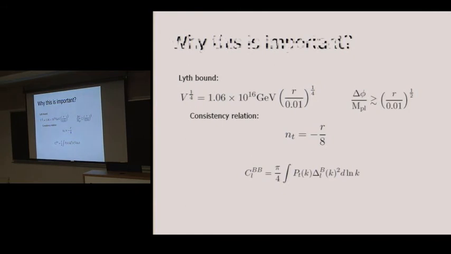And also for single field slow-roll inflation, the value of r is related to the tilt of your tensor power spectrum, n_t equals minus r over 8. This is for single field slow-roll inflation. If your inflation is not completely slow-roll, then here you have some modulation factor, normally modulated by 1 over c_s, the non-trivial sound speed.